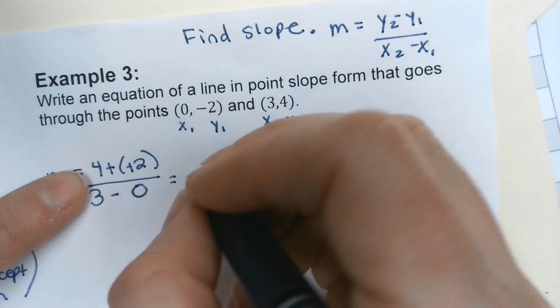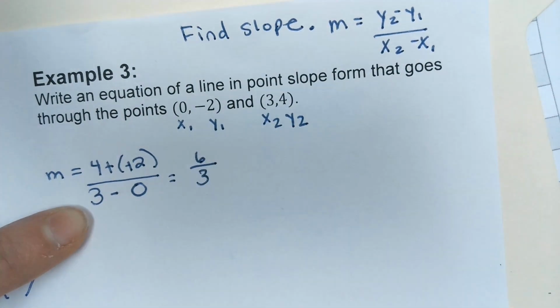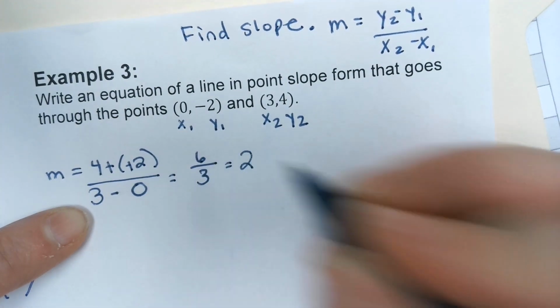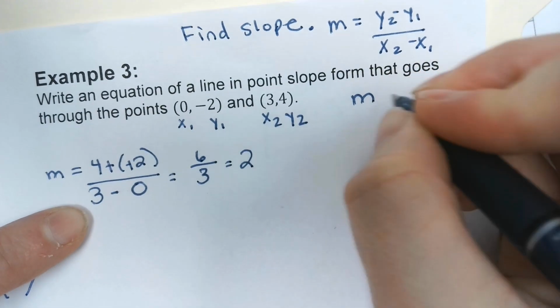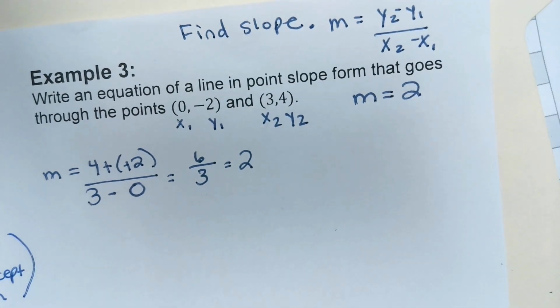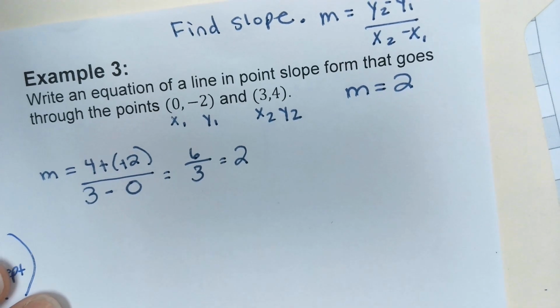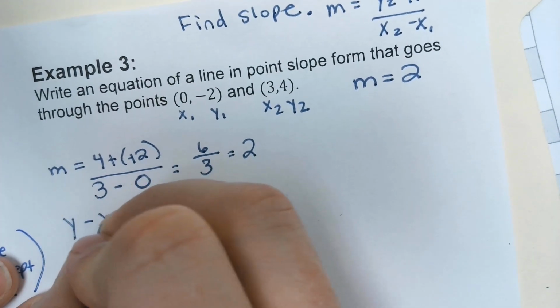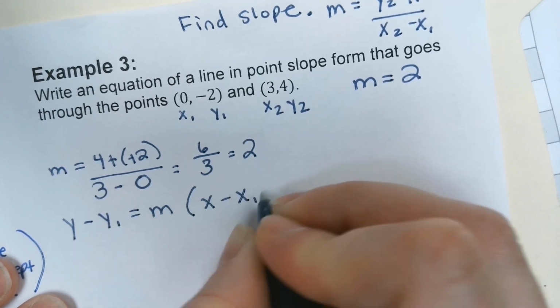So 4 plus 2 is 6. 3 minus 0 is 3. 6 over 3 is 2. So now we have, I'm going to write this out here, m equals 2. So that whenever we use our point slope form, we know what our m is now. So remember our formula. y minus y1 equals m, parentheses, x minus x1.